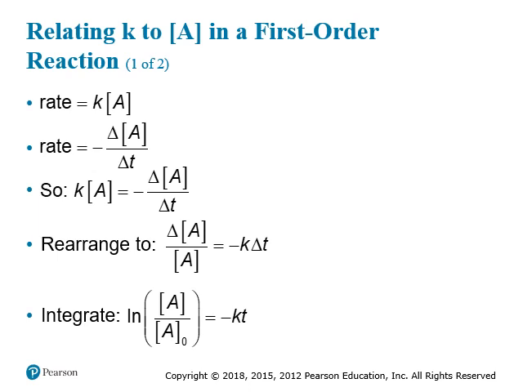If we integrate this, then we come up with the expression where we see the natural log of the ratio of the concentration at any given time divided by the initial concentration, what we call A naught, is equal to negative K times T.